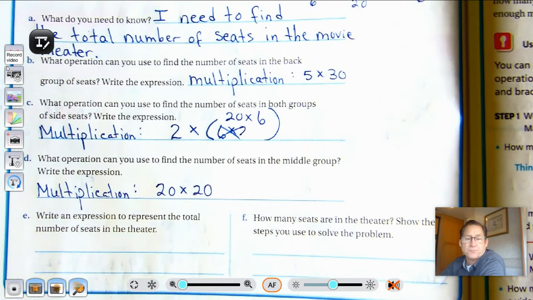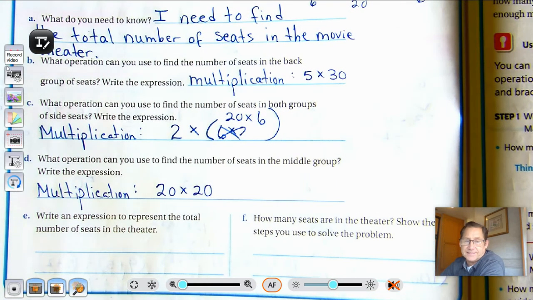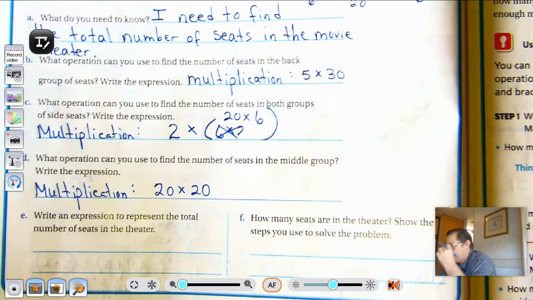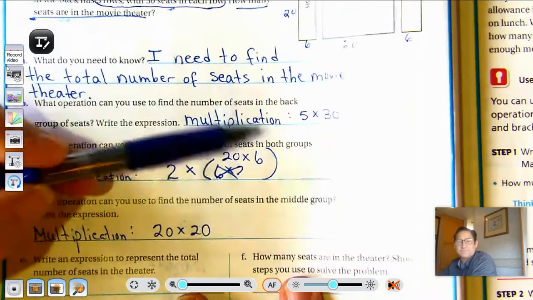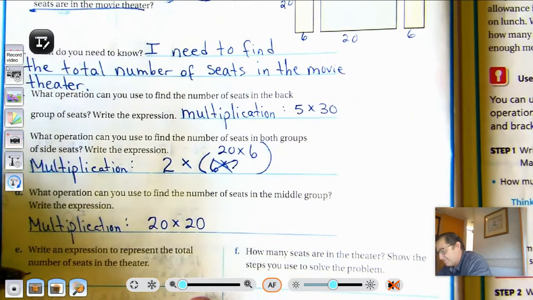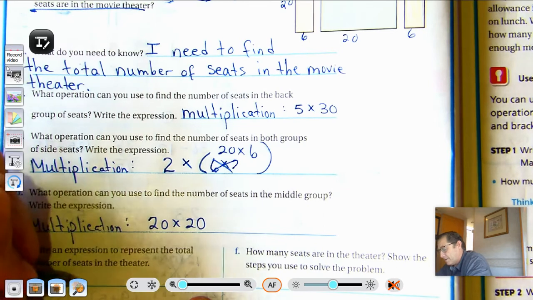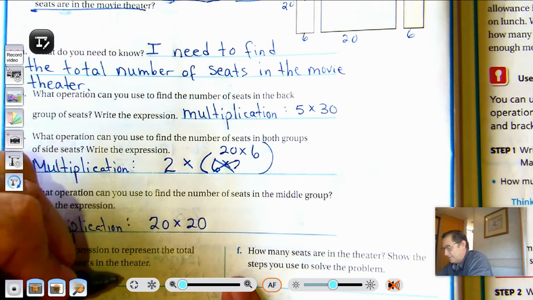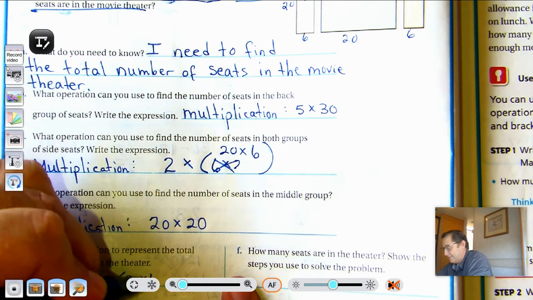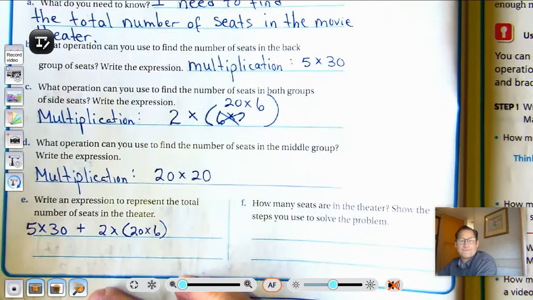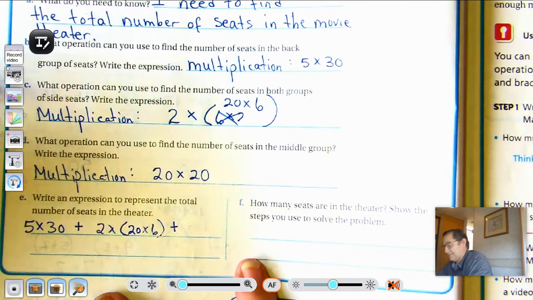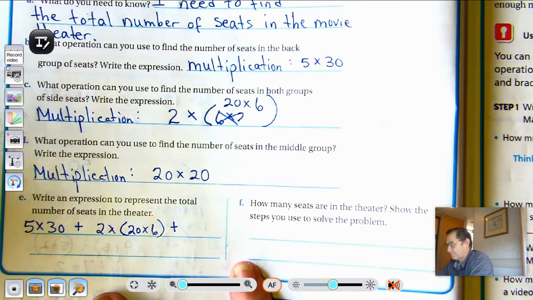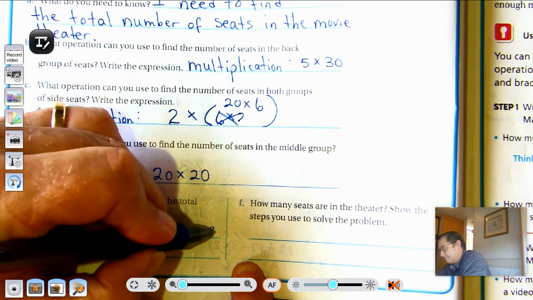Write an expression to represent the total number of seats in the theater. Well, we have 3 sections, basically. So we have the first one, 5 times 30, plus the second, which was 2 times the product of 20 and 6, plus 20 times 20.